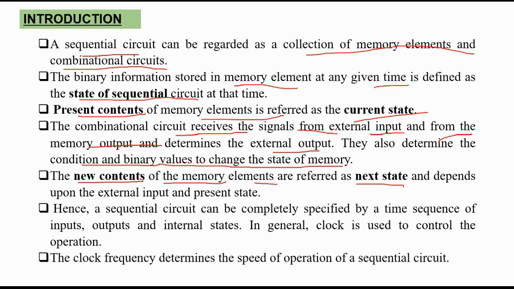And hence sequential circuits can be completely specified by the time sequence of inputs, outputs and internal states. The major advantage of the clock is that it is used to control the operation, and the speed of the sequential circuits can be decided by the clock frequency. These are the basic points you need to keep in mind to study the fifth unit.